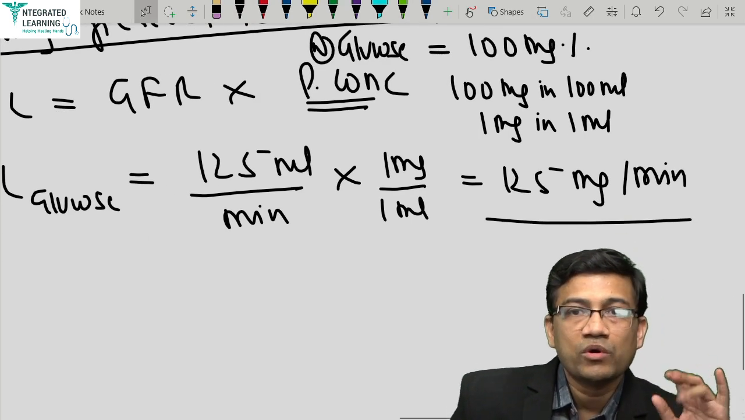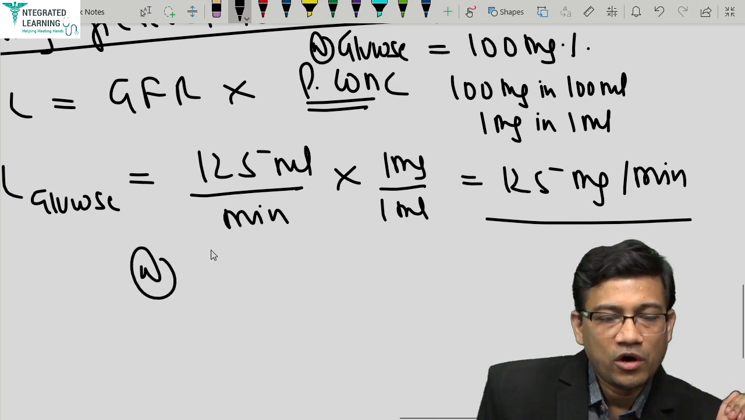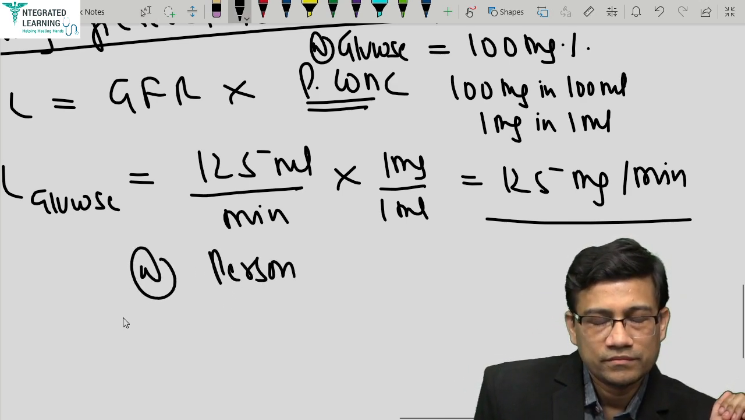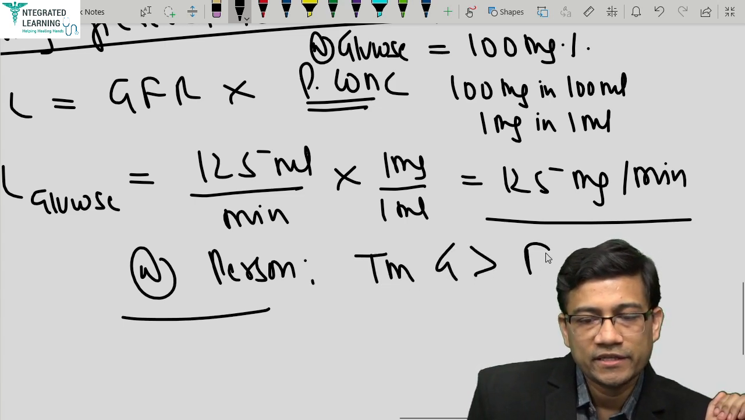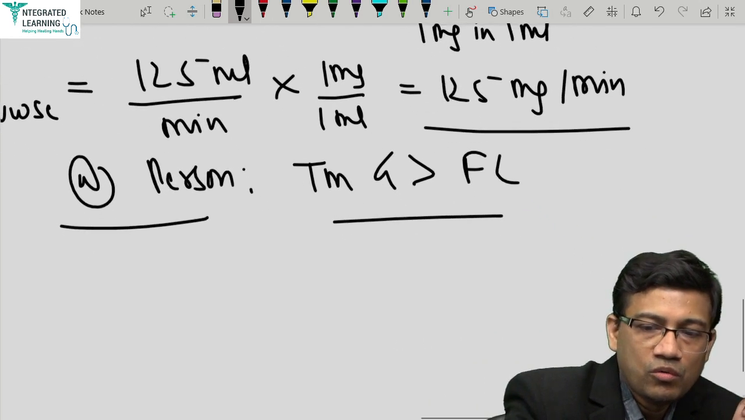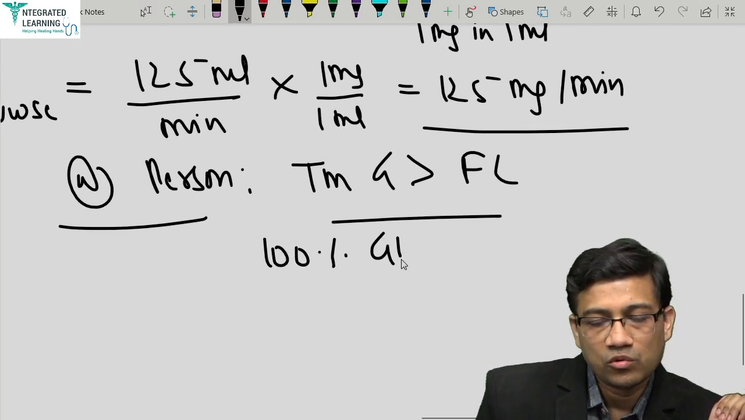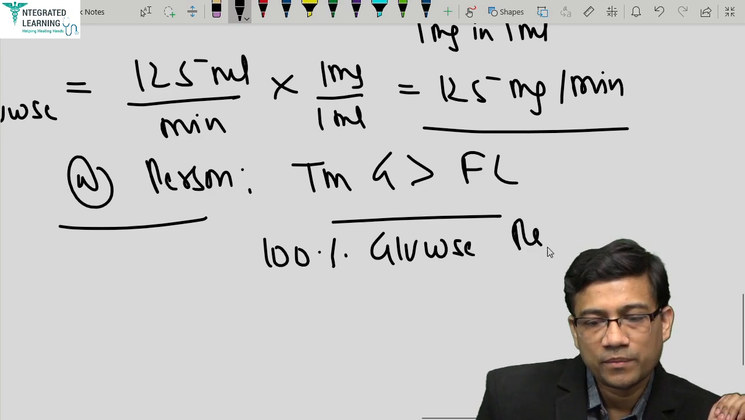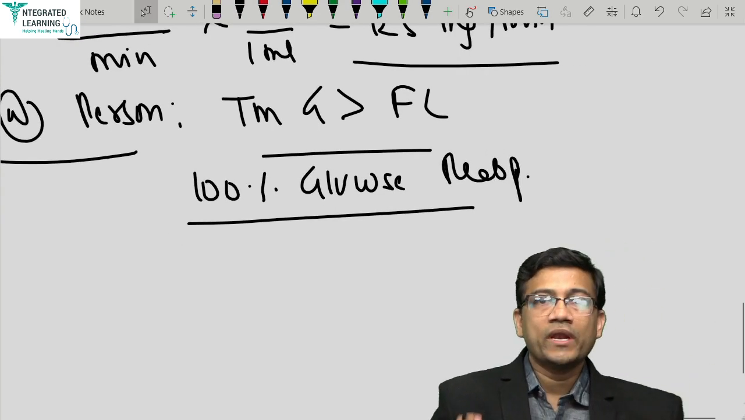Is this more or less than the TMG? It is less. So that is why in a normal person TMG is higher than FL, so all glucose is absorbed. 100% glucose reabsorption, and no glycosuria can occur.